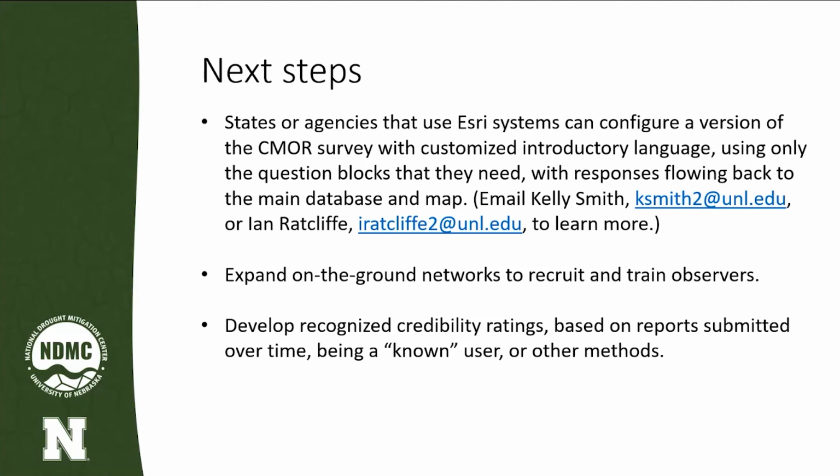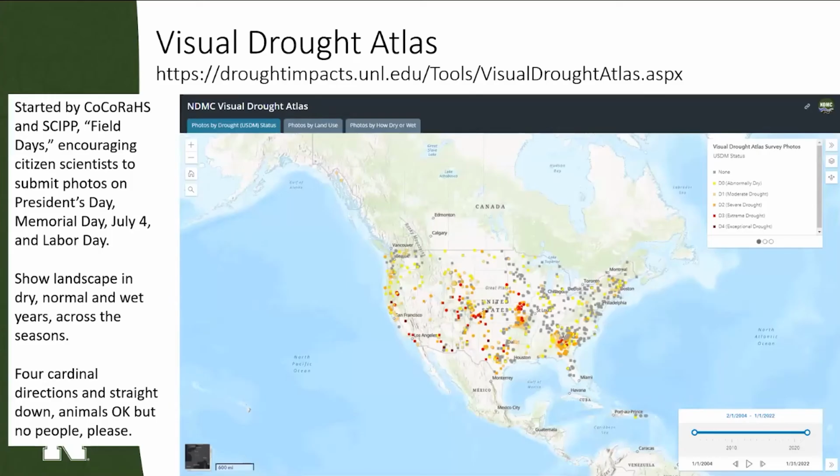And then develop recognized credibility ratings based on reports submitted over time. So again, getting people to submit monthly, probably with regular training to do that, and ways to be a known user or recognize certain contributions or things like that. So that's CMOR. The Visual Drought Atlas is a related tool.